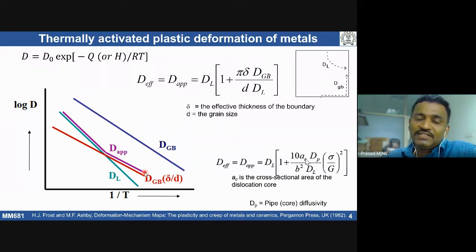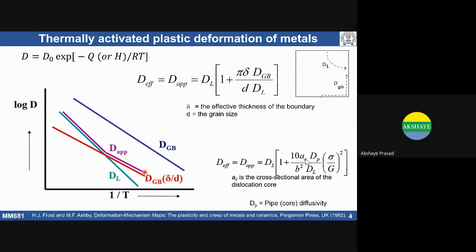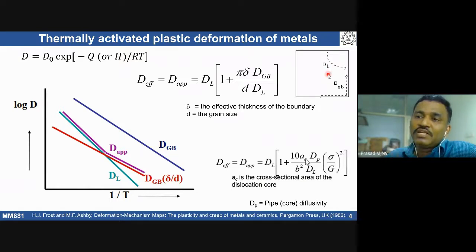Is it clear? Yes, sir. These two are actually independent processes, not a sequential process. So for independent processes, we say the fastest one is the rate controlling mechanism. So this is how people come to this.